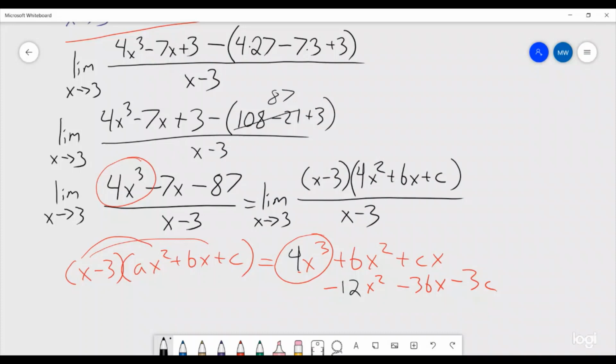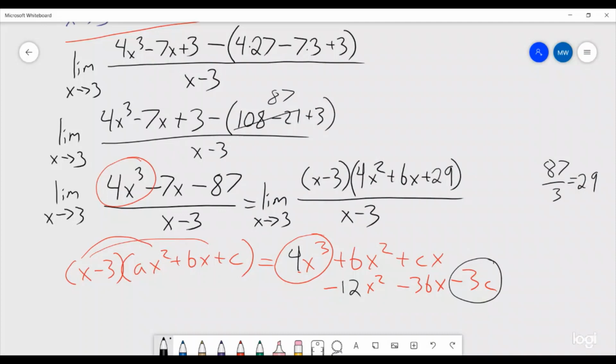Okay, well, let's see, negative 87 has to be the negative 3c. So 87 divided by 3, well, that's going to be 29. So that means that we know that c has to be 29. Okay, so we got that part. Now we just have to figure out what b is. Well, we now have enough information to figure it out.